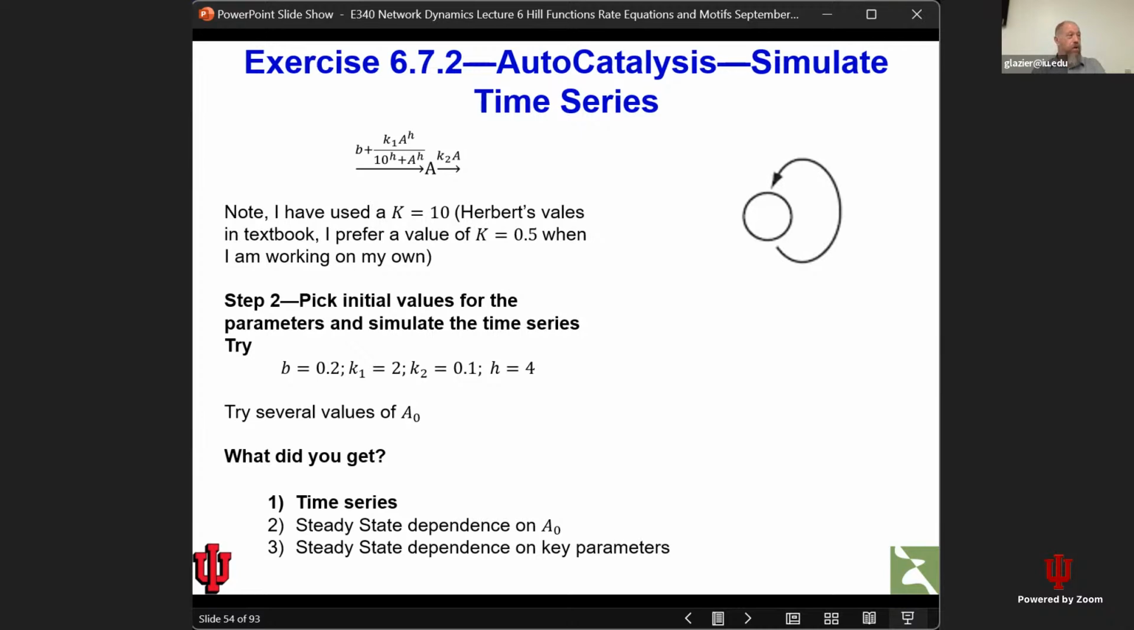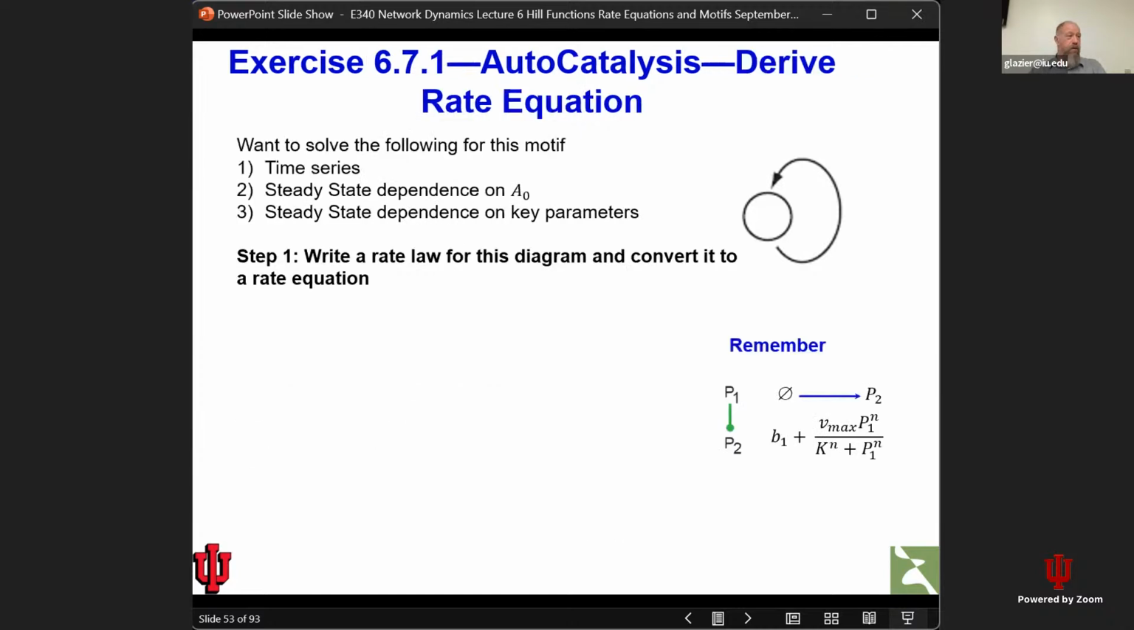We have a rule that if P1 activates P2, we read that as nothing goes to P2 at a rate B plus V max P1 to the N over Kn plus P1 to the N. In this case, we have A activates A. So we have nothing goes to A with the arrow, and P1 is replaced with A in the rate. That's it.